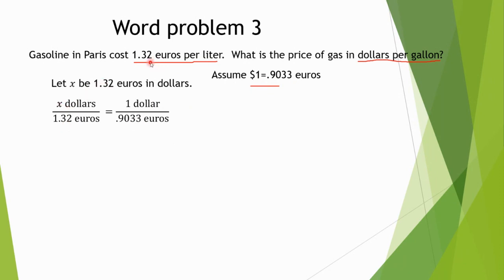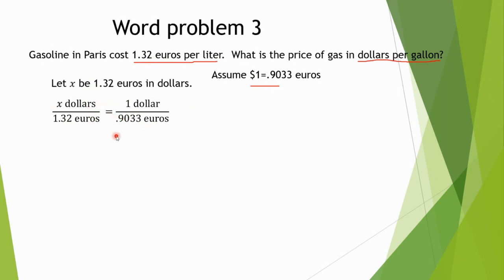So again, this is for 1.32 euros in dollars, right? So here, we have this ratio from here. $1 is the same as 0.9033 euros. So we want to know, 1.32 euros is the same as X dollars. We're dealing with that conversion, so they're both equal.